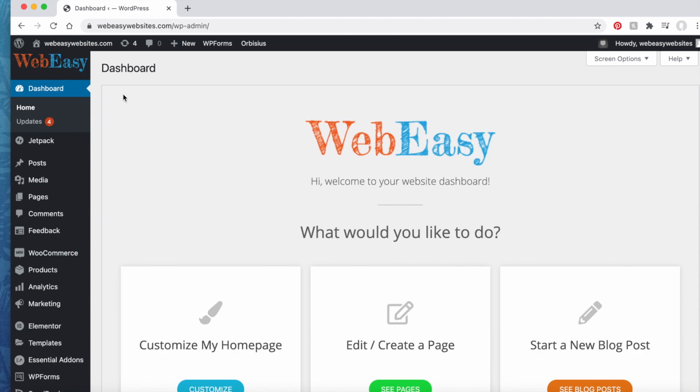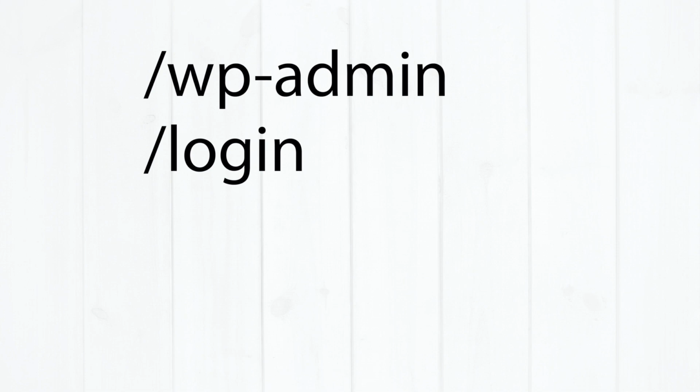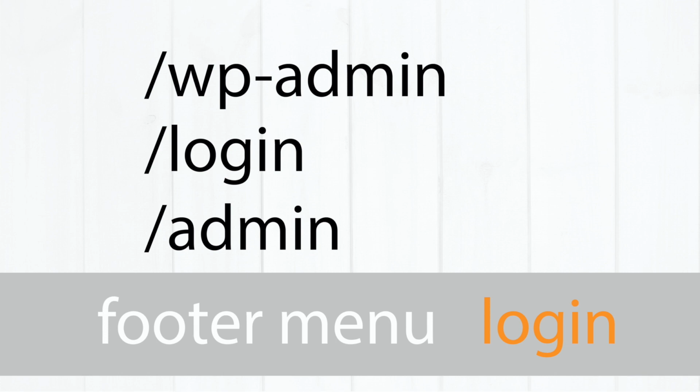Okay, so just to recap, in our address bar, we can type in /WP-admin, or we can just type in /login, or we can just type /admin. All of those will take us to our login page. And if I created your website, you can go down to the footer menu and you can just click login, and that's a shortcut to the login page.